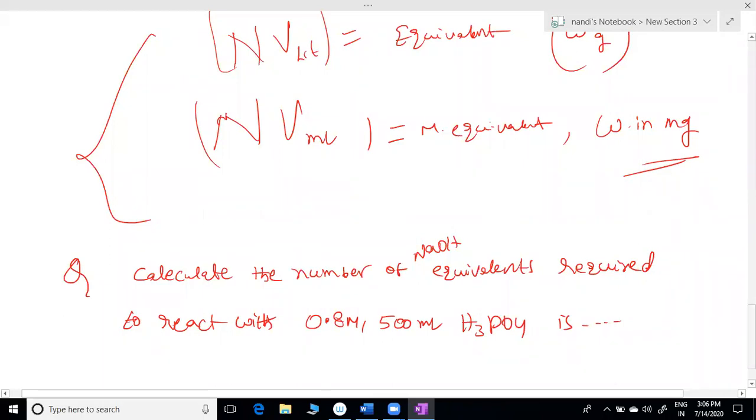Please note down these two-line questions. Note down, they are asking follow up. Only two-line questions, sir. Calculate the number of NaOH equivalents required to react with 0.8 M 500 ml of H3PO4. One line, you can write a little bit fast. Now you can take, sir, what you want.